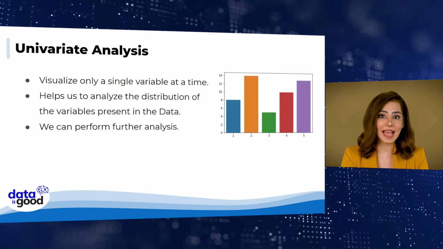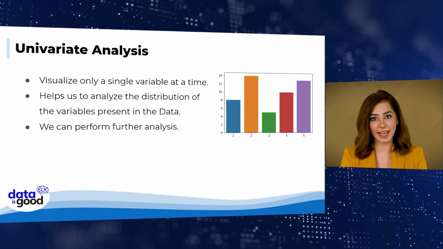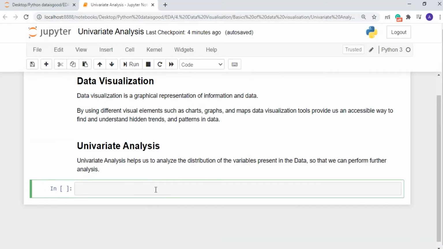Let's also understand how to perform univariate analysis in Python. To do that, first of all, we will have to open our Jupyter notebook. Then we have to upload the data set on which we are going to work. We are going to use the employee data set, which you can easily download from the resources section.